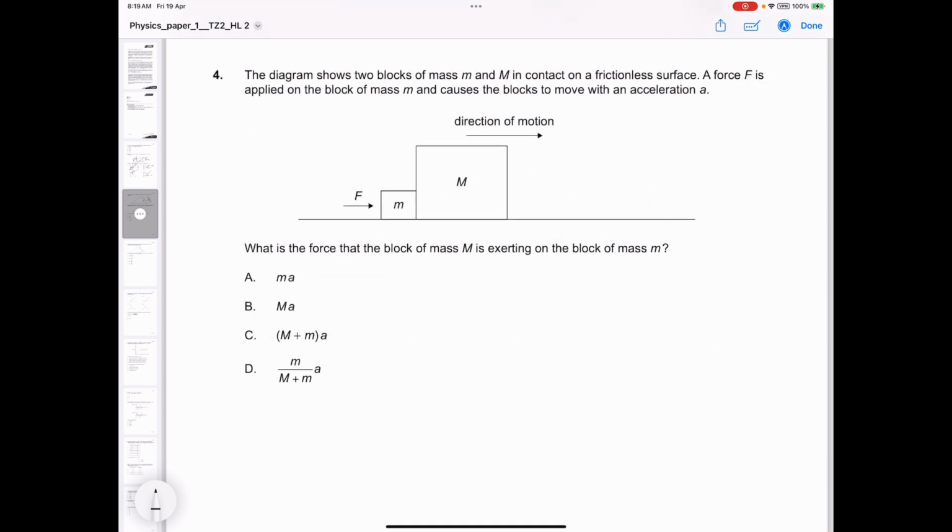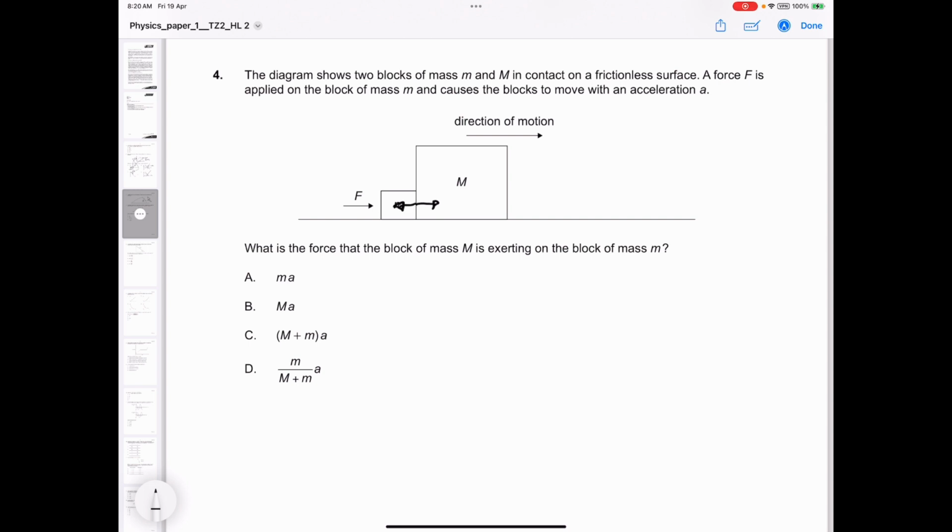Okay, number 4. We have these two blocks, M and m, and we want to find the force that the block of mass M is exerting on the block of mass little m. Okay, so you have this force F here, so this must be transferred across from little m into big M by Newton's third law of motion. So we get force F here, and this must be equal and opposite to the force acting on little m, so we get this.